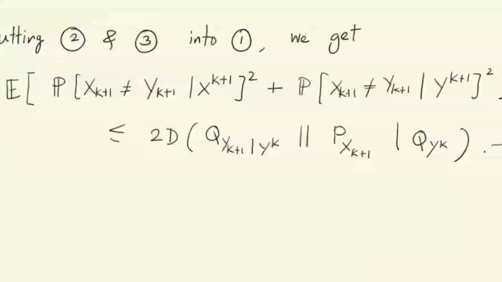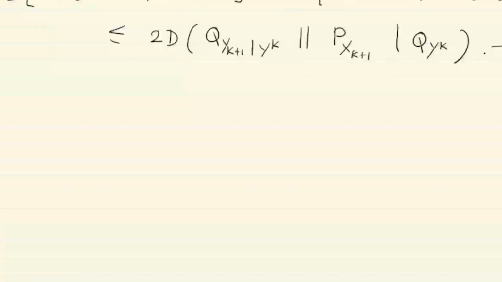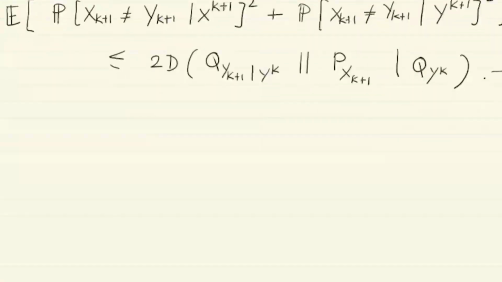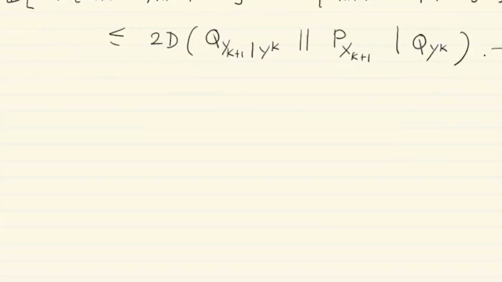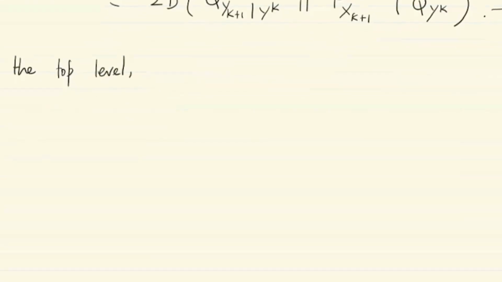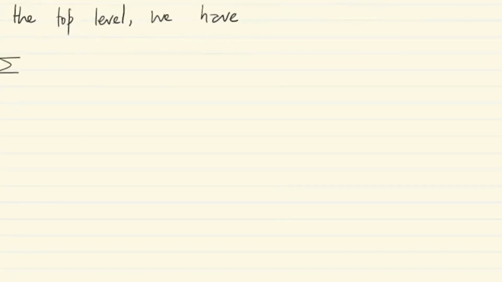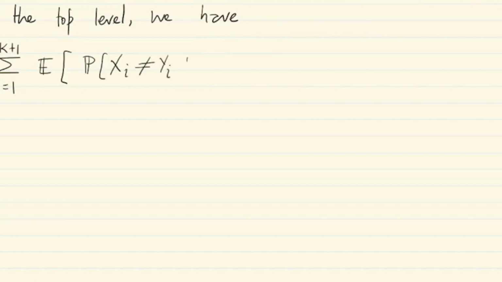Now, we get this equation 4, and we can now go ahead to finish the proof of the induction step, extending the induction hypothesis. At the top level, what we wanted to do to extend the induction hypothesis was to prove a bound on the following expression: the sum over i equal to not k but k plus 1 of the expected value of p of xi not equal to yi given x up to k plus 1, squared, plus p of xi not equal to yi given y up to k plus 1, the whole square.